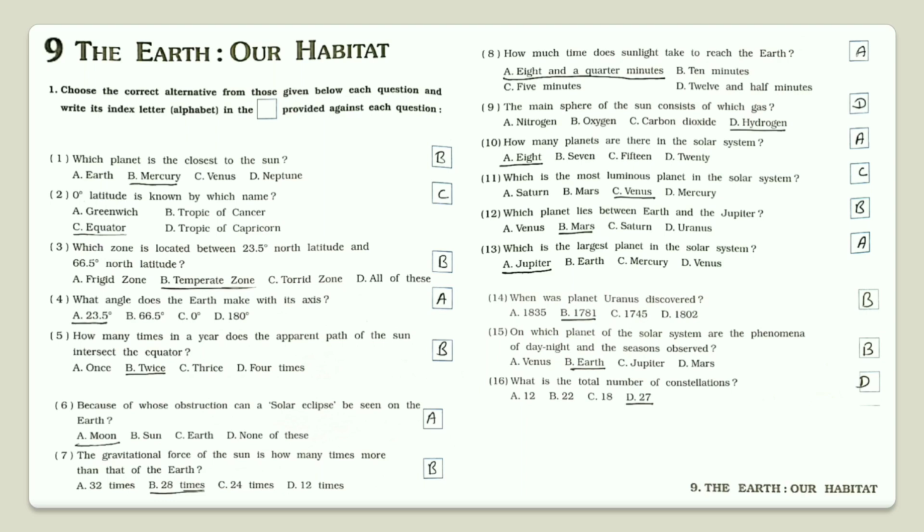Thirteenth number: which is the largest planet in the solar system? So A, Jupiter. Fourteenth number: when was the planet Uranus discovered? So B, 1781. Fifteenth number: on which planet of the solar system are the phenomena of day and night and season observed? So B, Earth. Sixteenth number: what is the total number of constellations? So D, 27.